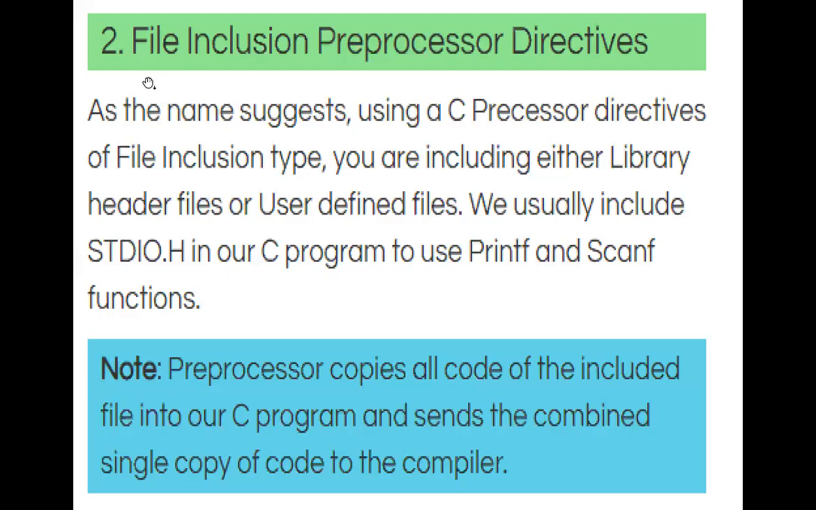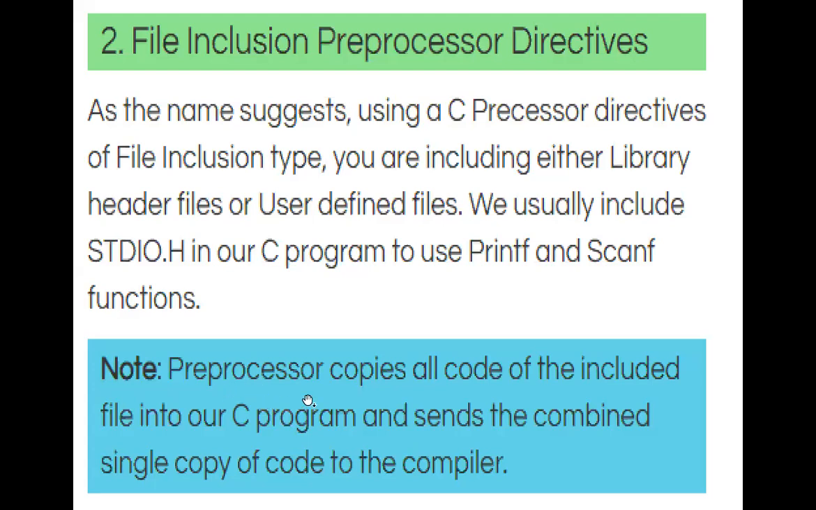Next, file inclusion. That is the second type of preprocessor directive you have. As the name suggests, using a C preprocessor directive, you can perform file inclusion. You are including either a library header file or a user defined header file. So far you have been including only library header files, that is stdio.h. You can have your own user defined header files also, which can be included.